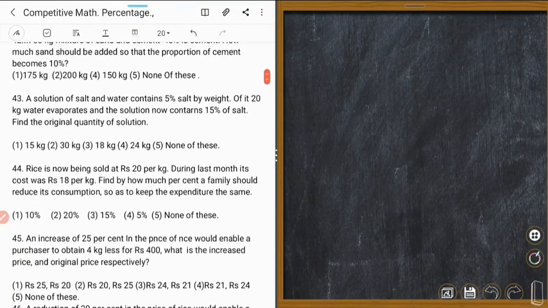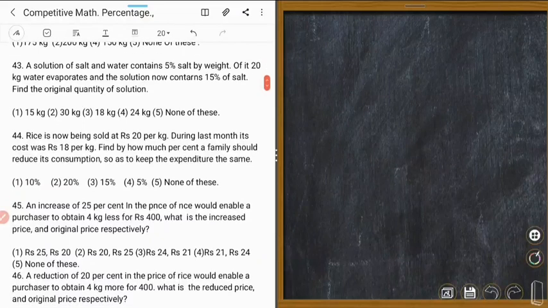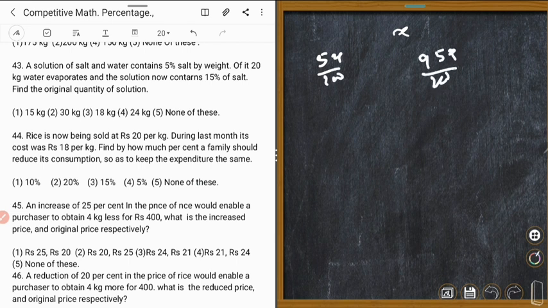Okay, so water evaporates and the solution now contains 15% of salt. Find the original quantity of solution. So here first 5x upon 100, 95x upon 100. The evaporation portion is equal to x minus 20. We get 20 kg evaporated.